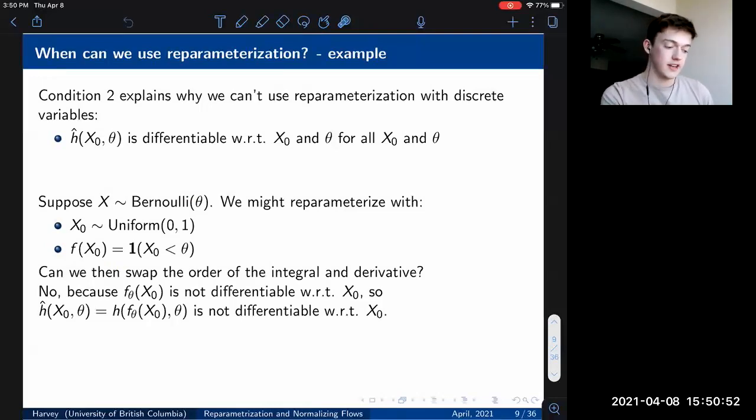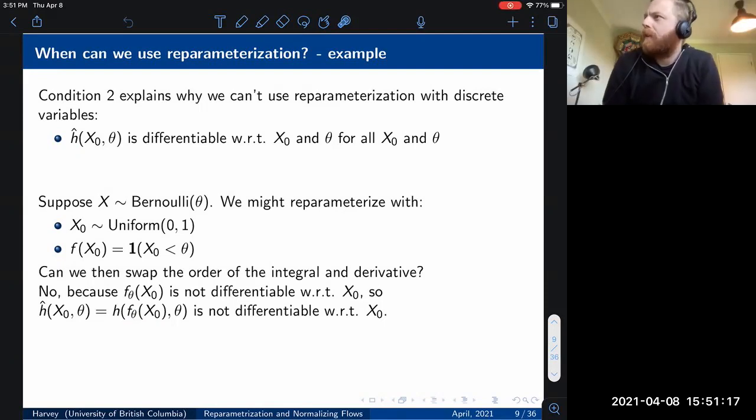But it's not necessarily a good reparameterization because it does not satisfy this condition up here. Basically, f theta of x0 is not differentiable with respect to x0 or with respect to theta. And so this h hat, which contains f theta, is not going to be differentiable with respect to x0 either.